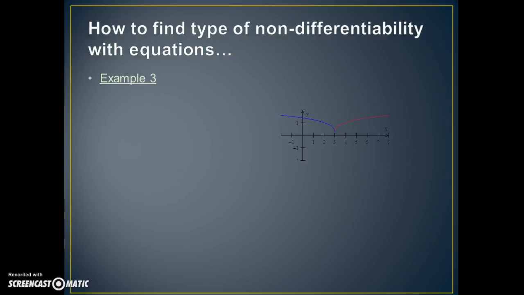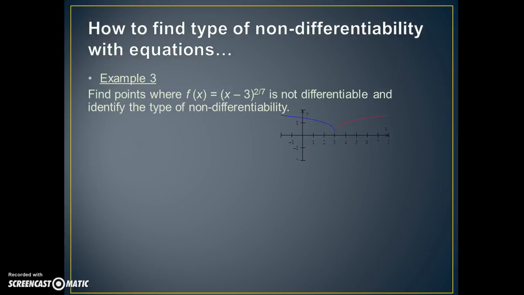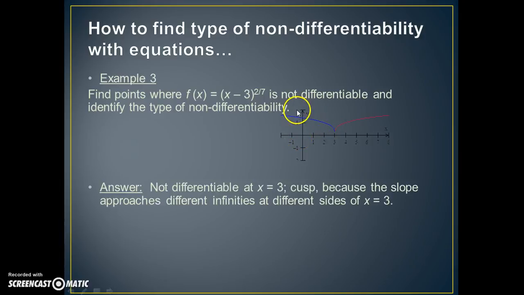So let's say that we have an equation like f of x is equal to x minus 3 to the 2/7. We can see from the graph that this function is not differentiable, right? And the type of non-differentiability is a cusp at x is equal to 3. You can see that the blue piece has a slope that approaches negative infinity, and the red piece has a slope that approaches positive infinity. And you can check that by graphing.